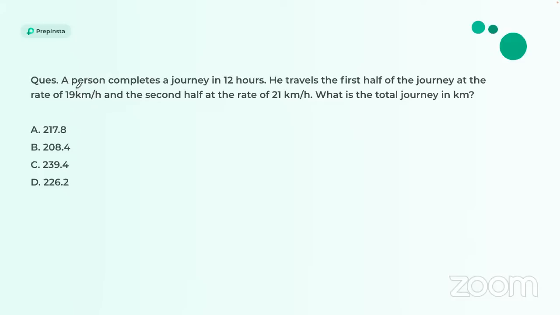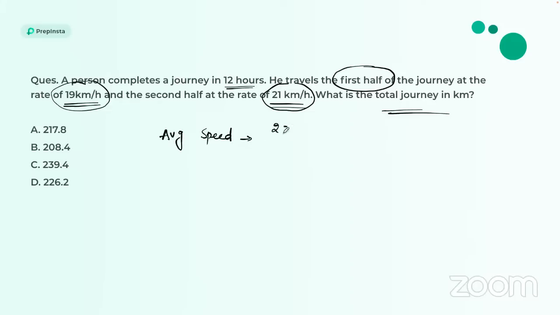Just look here. A person completes a journey in 12 hours. He travels the first half of the journey at a rate of 19 km per hour and the second half at 21 km per hour. What is the total journey in kilometers? So just look here, guys. In order to solve this type of problem, very simple. The first half and second half speeds were given. Then what is the total average speed? The average speed formula is 2ab by a plus b.